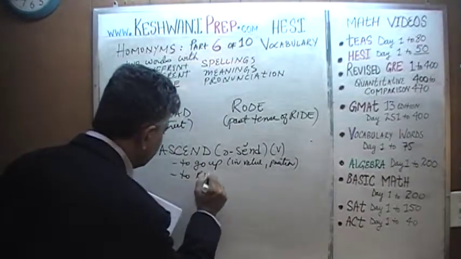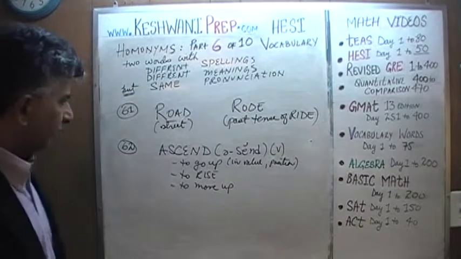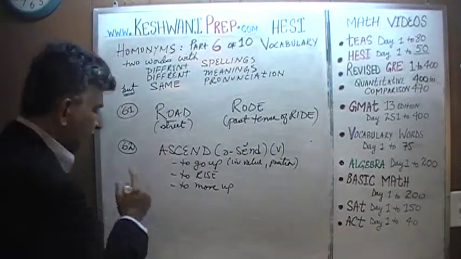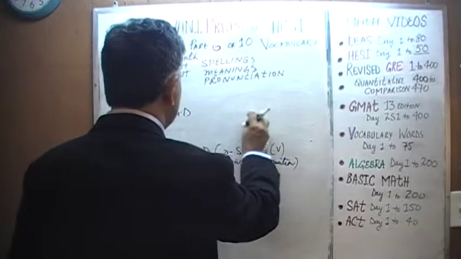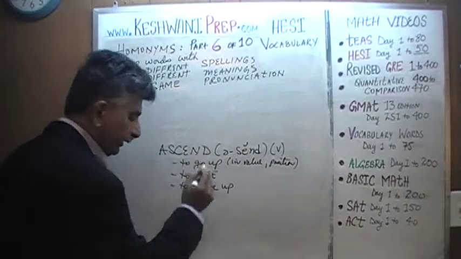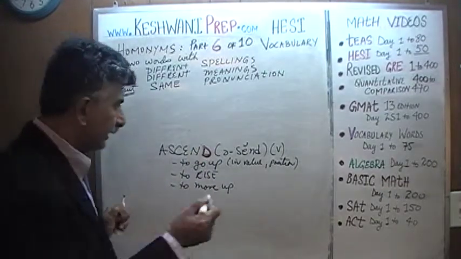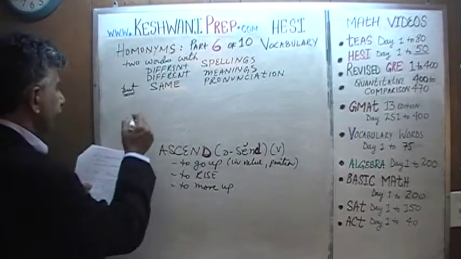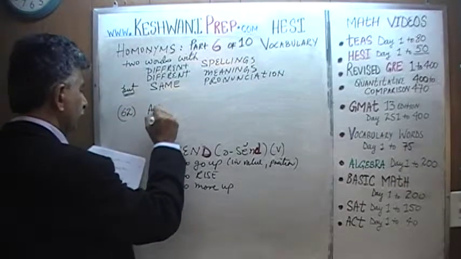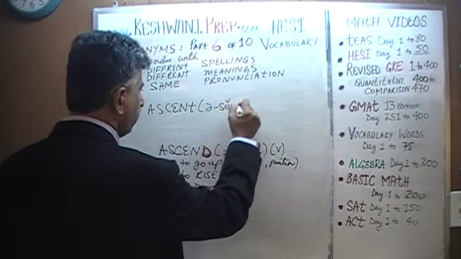It means to rise, to move up. Okay, pay attention. That's the verb. Technically this should not be 62 here. Let's learn the noun of this word. The noun of ascend, with a D, is ascent, which is our word number 62. Ascent with a T, which is the noun.